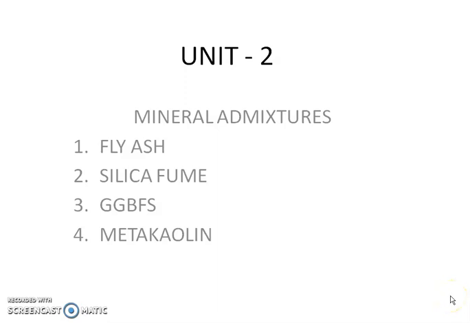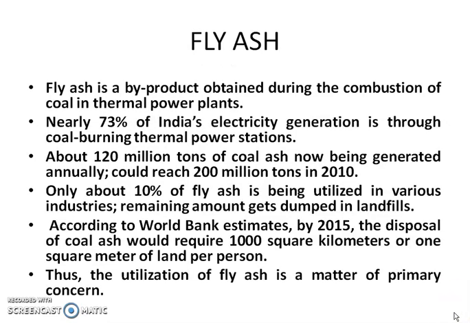In today's class, I am going to discuss the mineral admixtures. The mineral admixtures are fly ash, silica fume, ground granulated blast furnace slag, and metakaolin. In this class, I am going to discuss in detail the fly ash. So fly ash is a byproduct obtained during the combustion of coal in the thermal power plant.